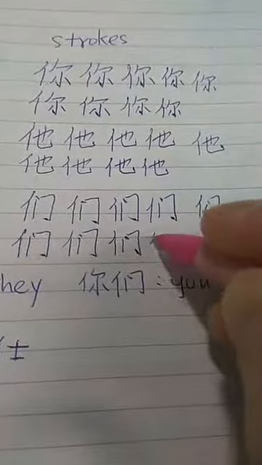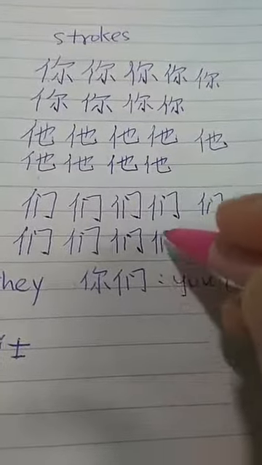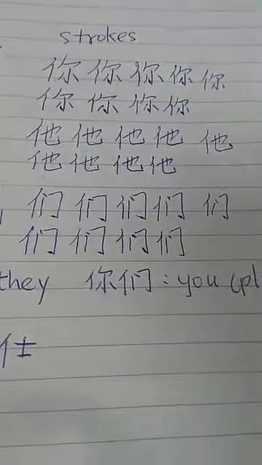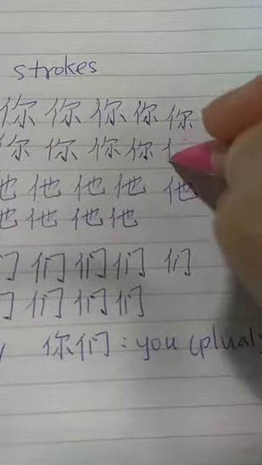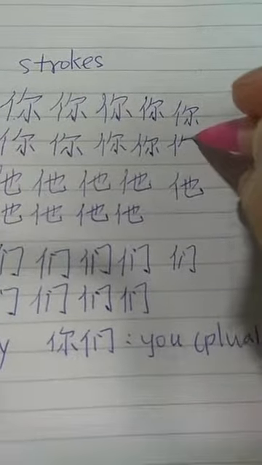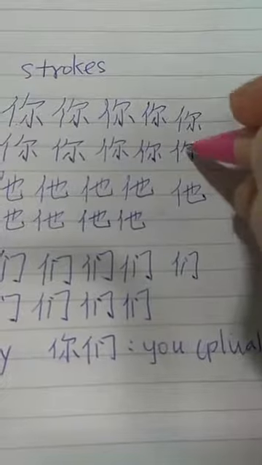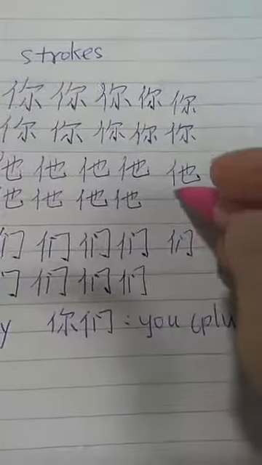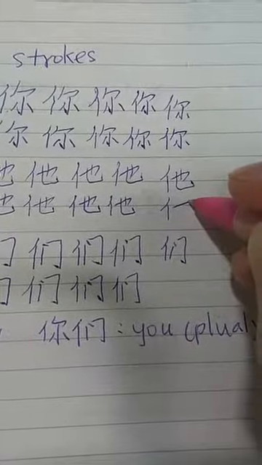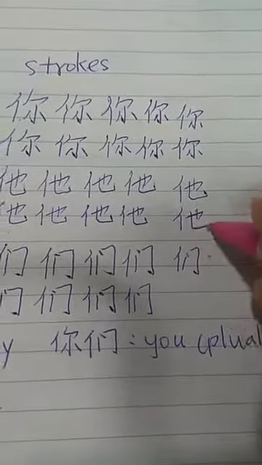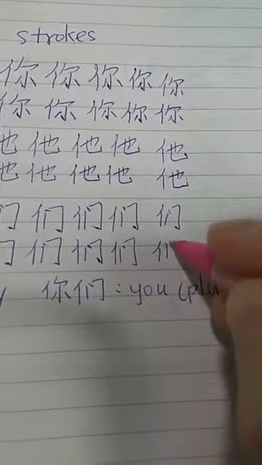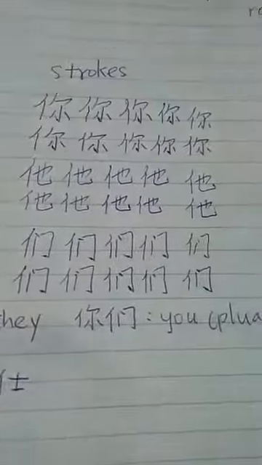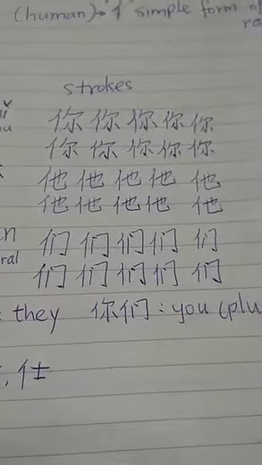Okay, let's do it again. Left part. That's the way we write it. So why not practice it again? Left part, right part. Left part, right part. Again, left. Okay, right. Hopefully you know how to write these words.